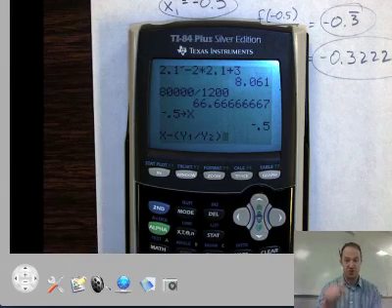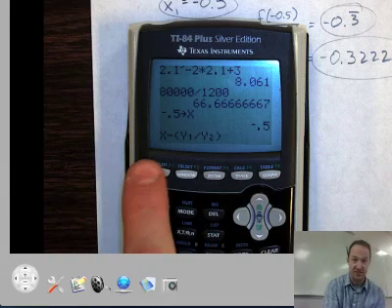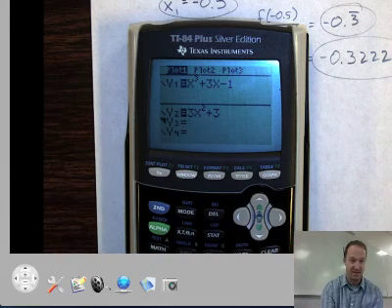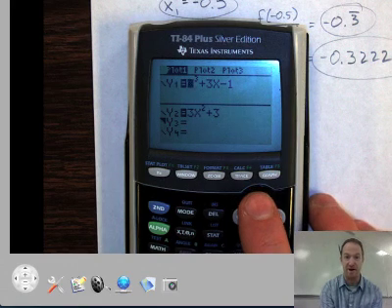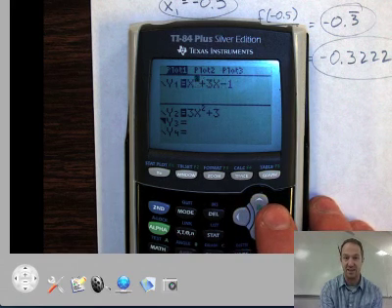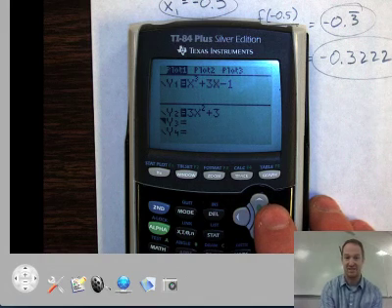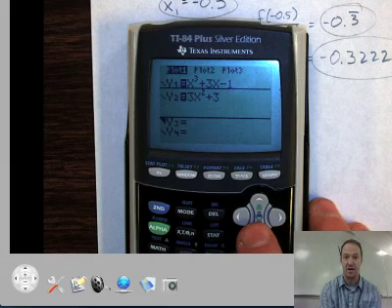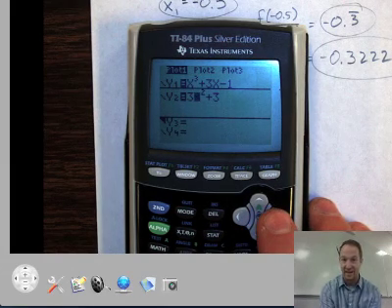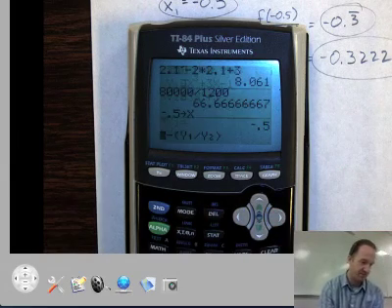Now, because we've stored negative 0.5 as x, the calculator is going to think that this x right here in our y1 is actually negative 0.5. And it's going to think that this x over here, this 3x, is actually 3 times negative 0.5. And the same thing down here in the y2. It's going to think that x right there is negative 0.5. Okay, so we'll go back out.